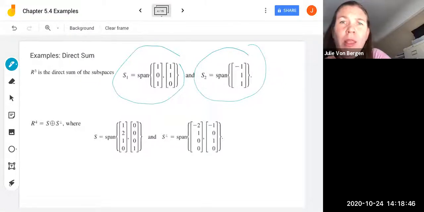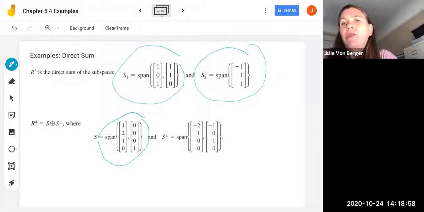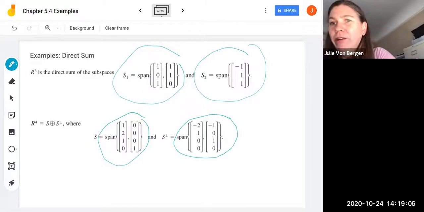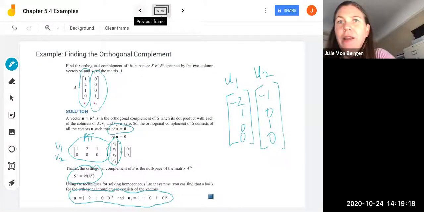Similarly, R4 is the direct sum S plus S perp, where S is the span of (1, 2, 1, 0) and (0, 0, 0, 1). And then S perp is the span of the vectors that we just found, so the span of (-2, 1, 0, 0) and (-1, 0, 1, 0) that we found back here in the example of finding the orthogonal complement.